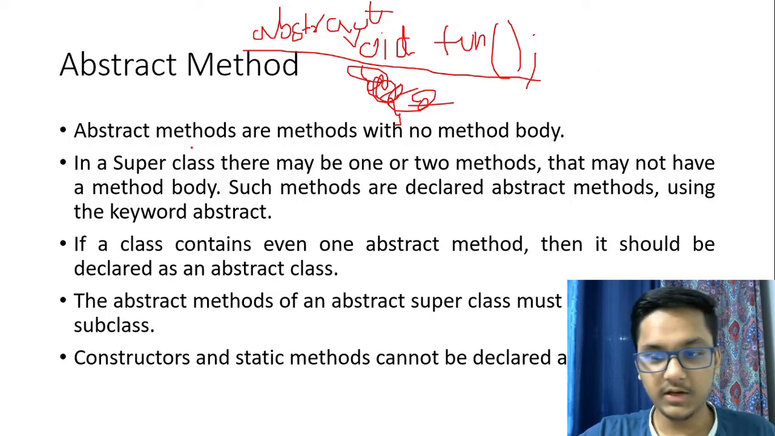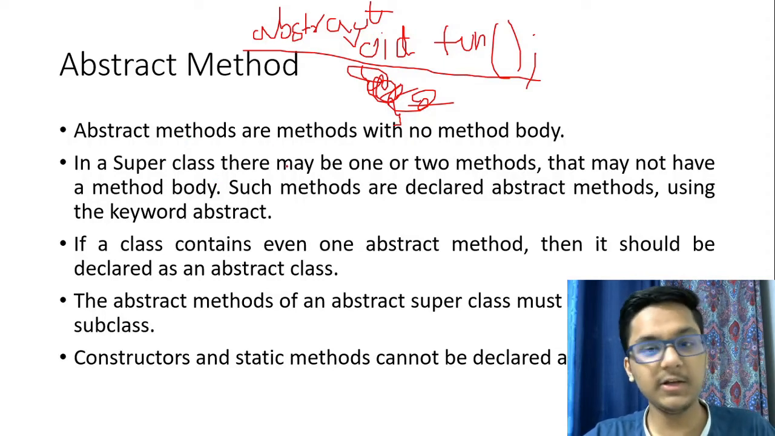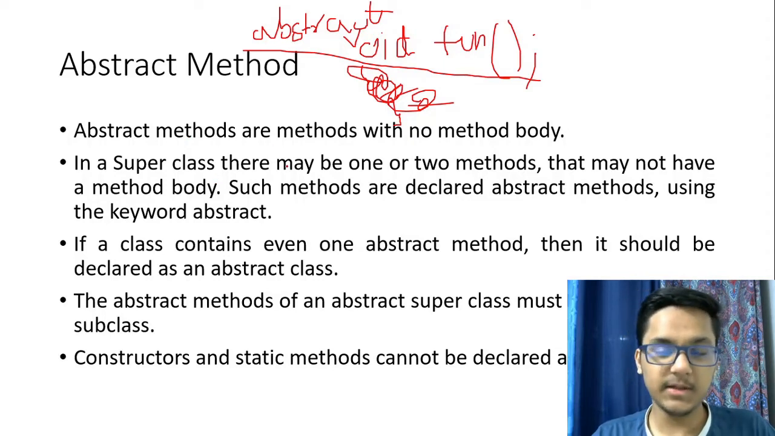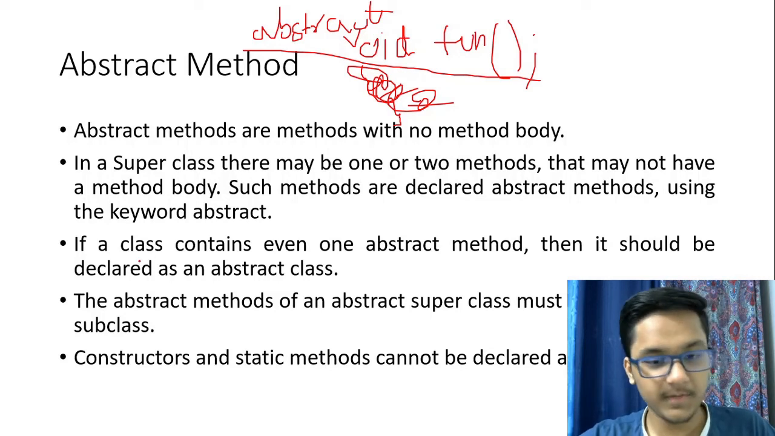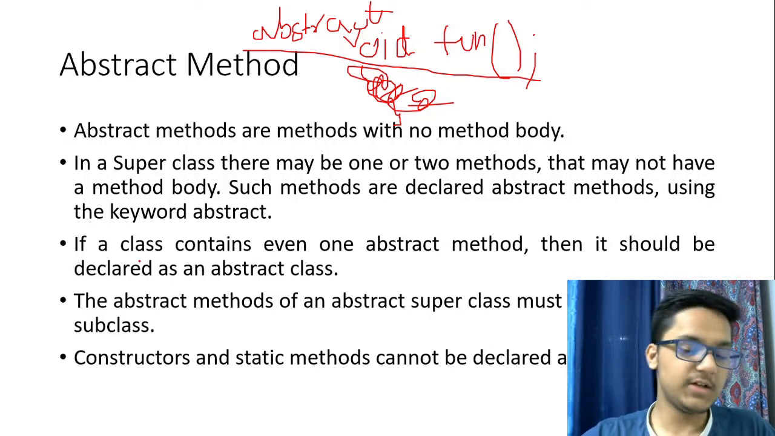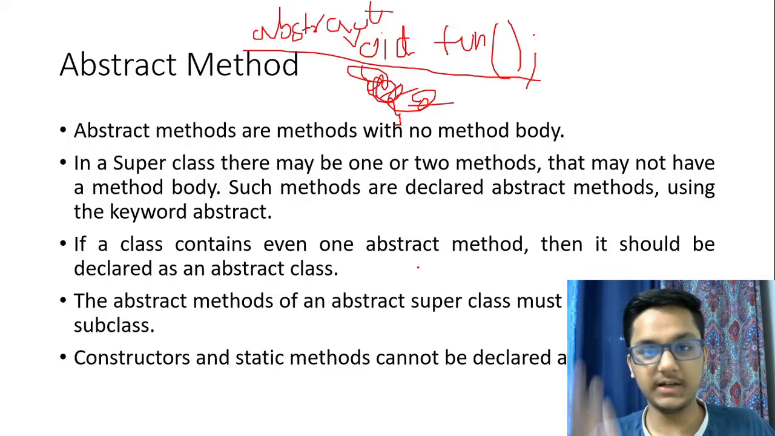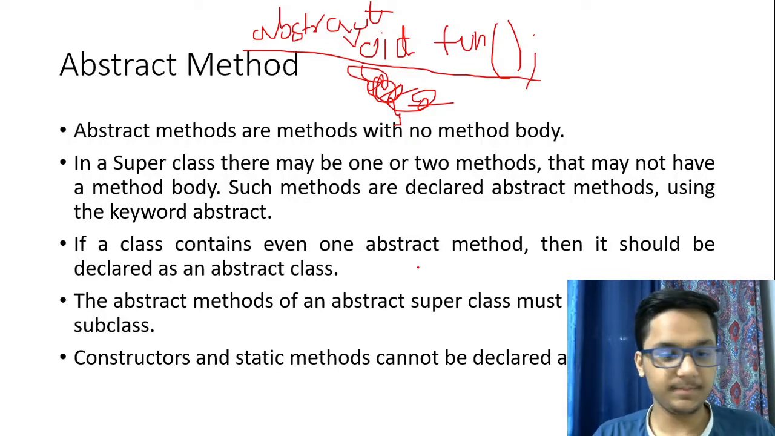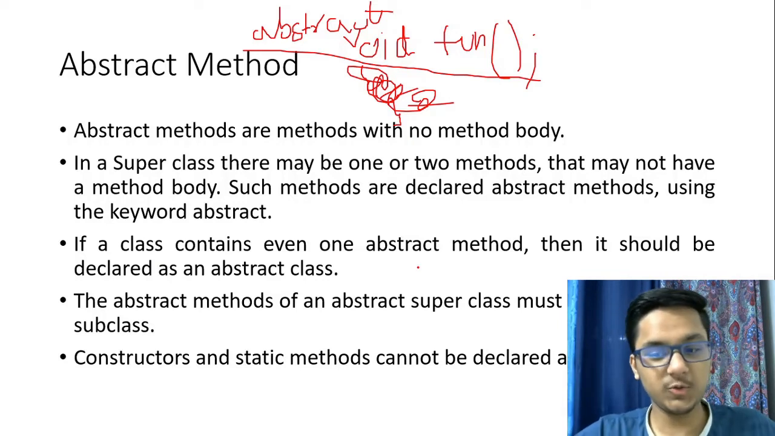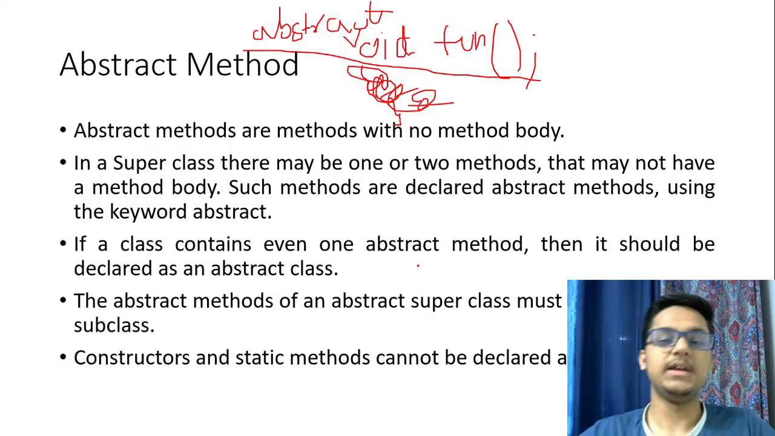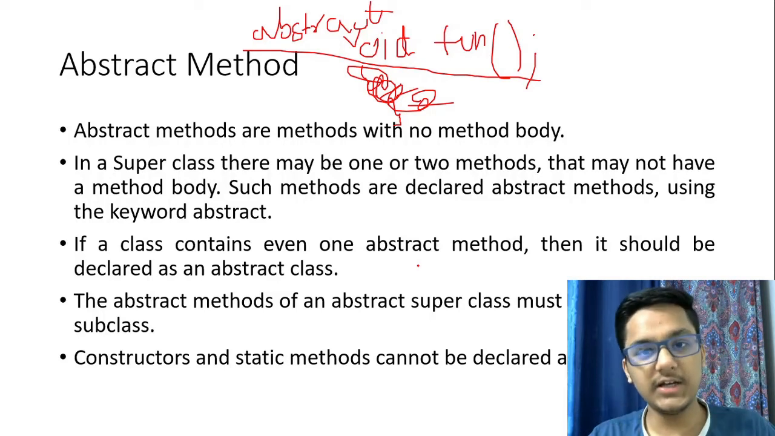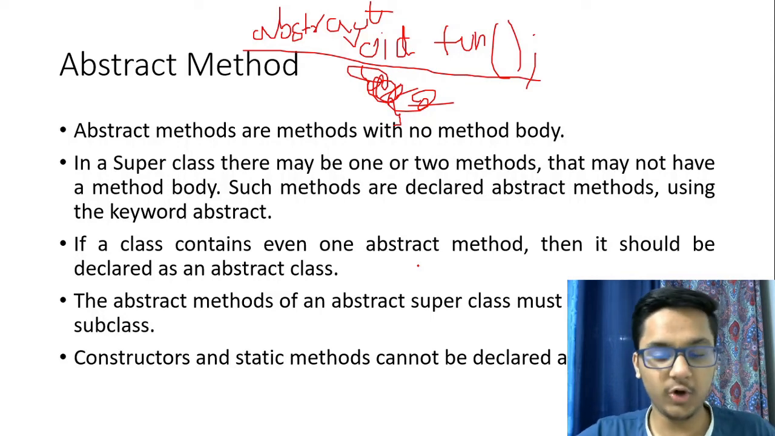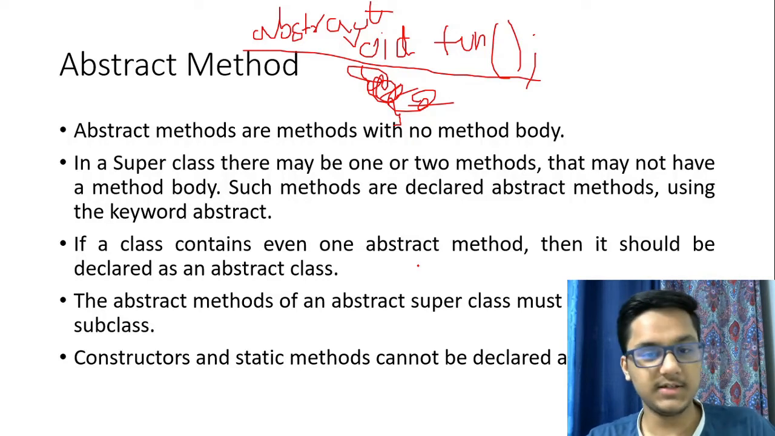Now, you can read over here that in a superclass, which is the parent class, there may be one or two methods that may not have a method body. And these methods are called abstract methods. Now, as I mentioned, if a class contains at least one abstract method, it should be declared as an abstract class. And the abstract methods of an abstract superclass must be defined in its subclass. And if they are not defined, then the child class also cannot be instantiated. That is, we cannot create objects. So this is what abstract method and abstract class is.